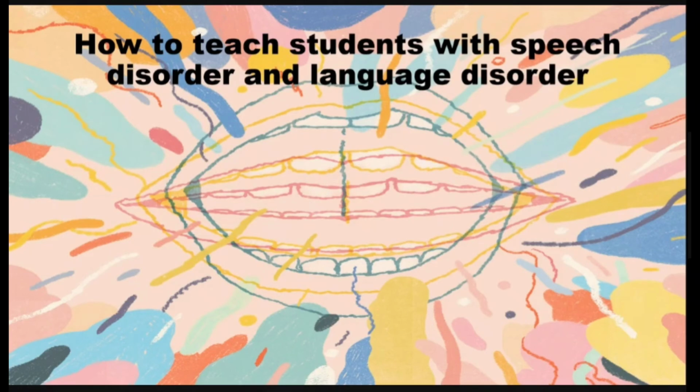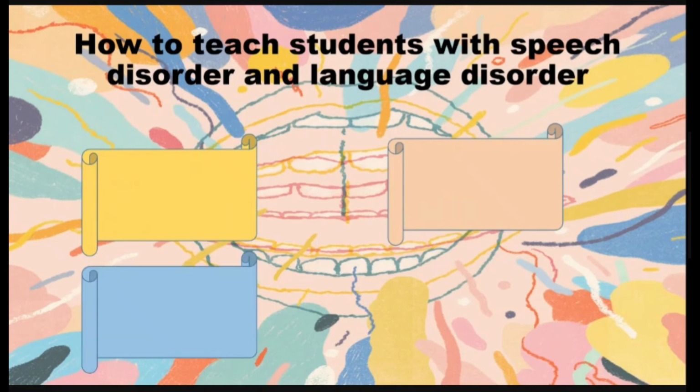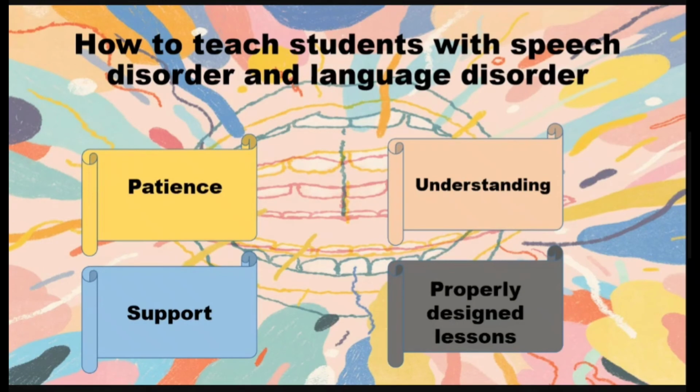How to teach students with speech disorder and language disorder. There are four things I think a teacher must do to teach students with speech disorder and language disorder. First is patience. Second is understanding. Third is support. And lastly, properly designed lessons. A teacher must have patience because, as an example, take stuttering.